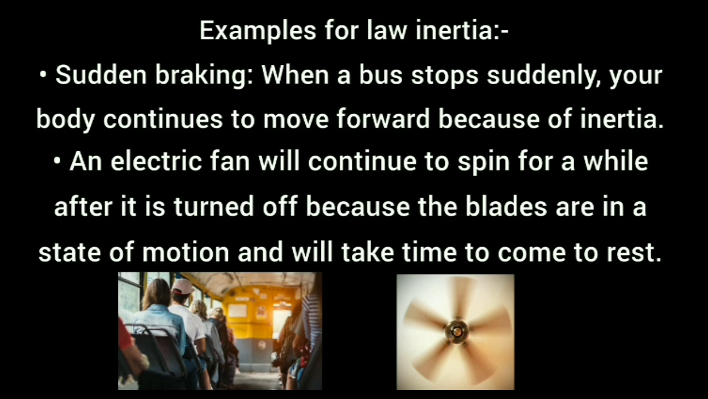An electric fan will continue to spin for a while after it's turned off because the blades are in a state of motion and it will take some time to come to rest. It means after we switch off the fan, it keeps spinning for some time and takes some time to stop because it's in a state of motion.